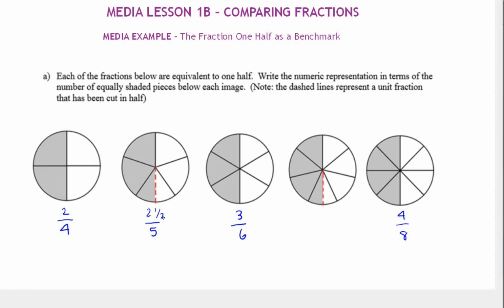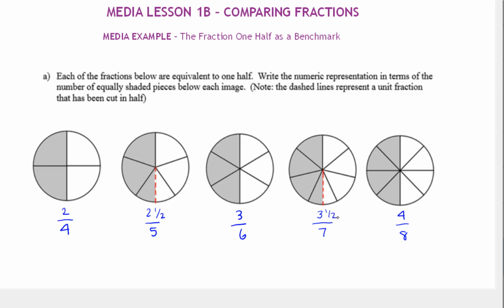But don't let this bother you. We're just going to use this to help us with this benchmarking idea. And looking at this one, we have 1, 2, 3, 4, 5, 6, and these two together are 1 unit fraction, or 1/7. So we have 7 equal pieces, and 1, 2, 3.5 are shaded.